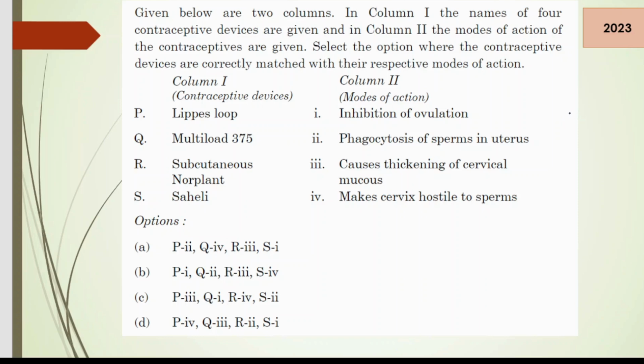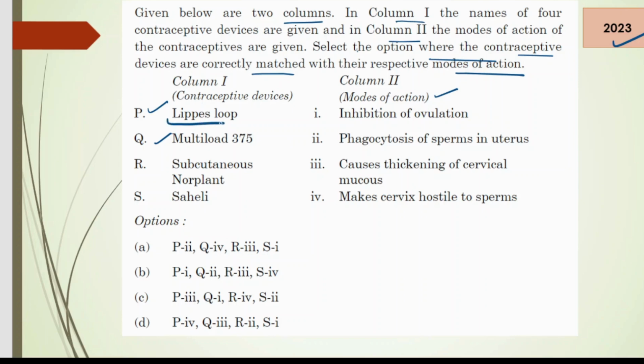So in the last section of the lecture, we will discuss one question that was asked in the 2023 board examination. You have an MCQ type question that says given below are two columns, column 1 and column 2. Select the option where the contraceptive devices are correctly matched with their respective modes of action. You have the contraceptive devices here and the mode of action here. You have to match the columns.